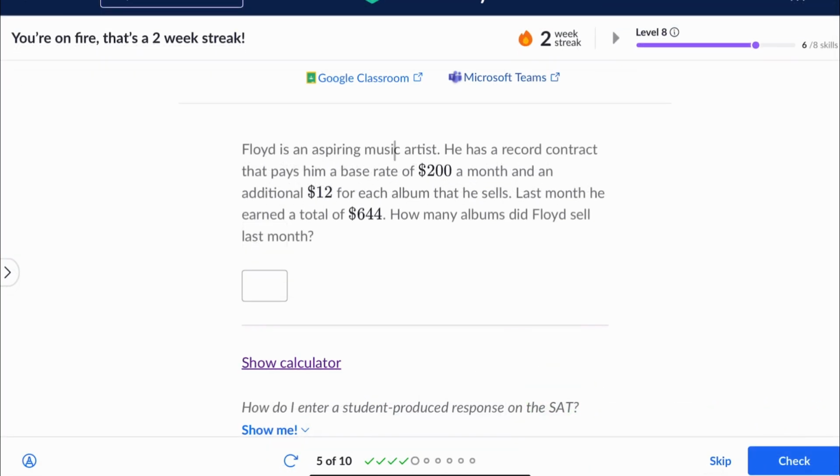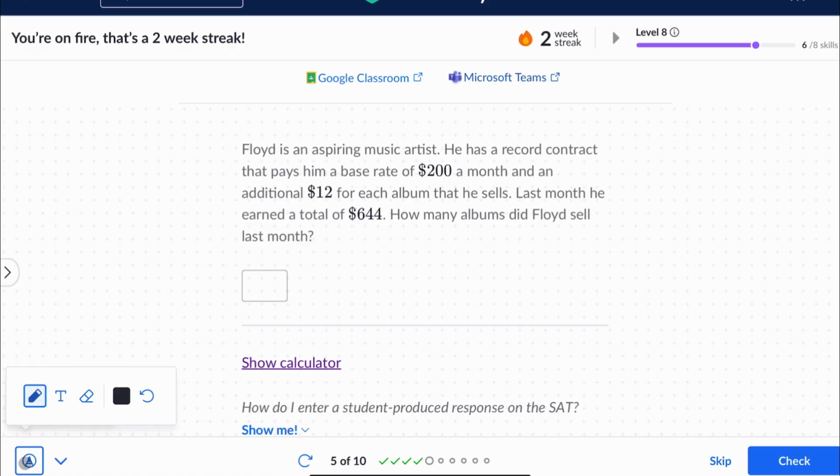Floyd is an aspiring music artist. He has a record contract that pays him a base rate of $200 a month and an additional $12 for each album he sells. Last month, he earned a total of $644. How many albums did Floyd sell last month?